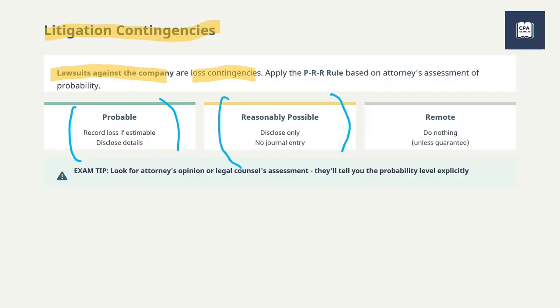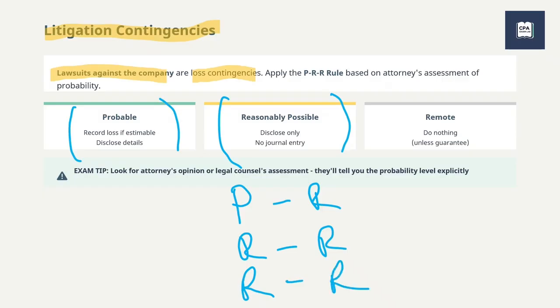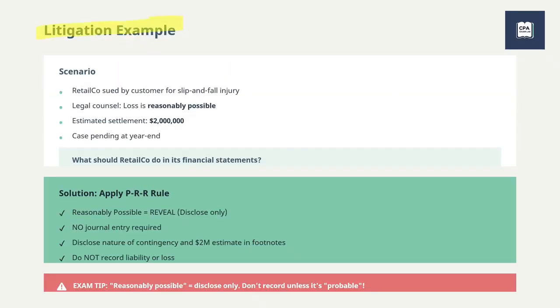If it's reasonably possible, we reveal it. Remember from the PRR rule here, if it's probable, we record it. If it's reasonably possible, we reveal it. And if it's remote, we relax, we do not do anything. But of course, we have a guarantee. Let's walk through a litigation example.